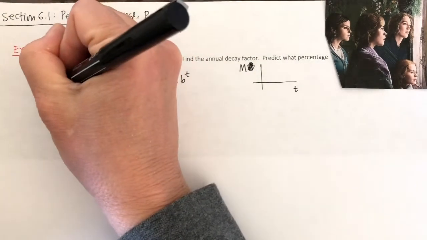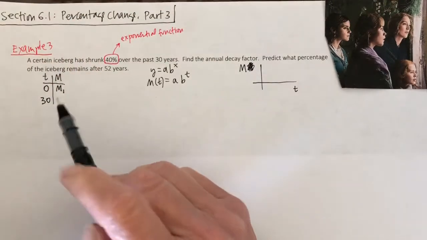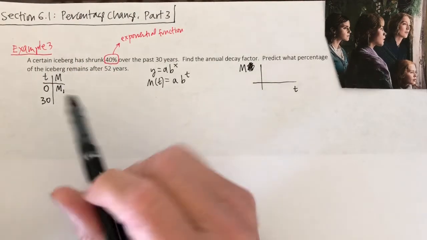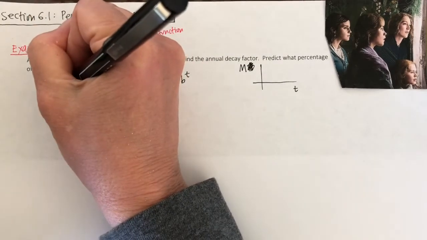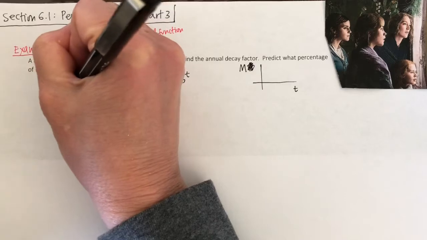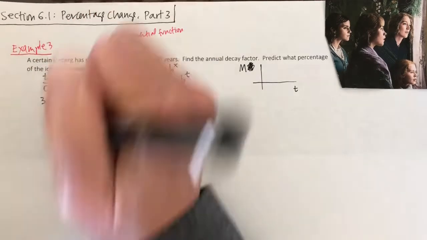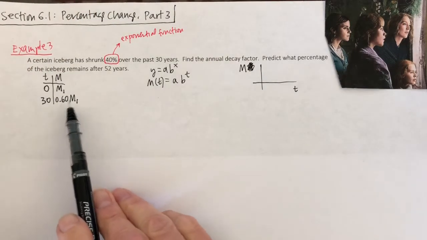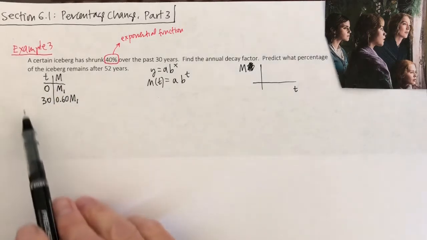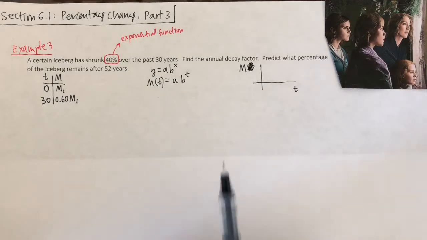Because I do know that 30 years later, it's shrunk by 40%. So the mass that remains after 30 years is 60% of my initial value. So I still have 60% of what I started with. And I'm hoping that this is enough information to answer the questions that they give me.